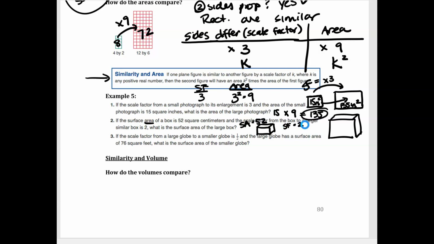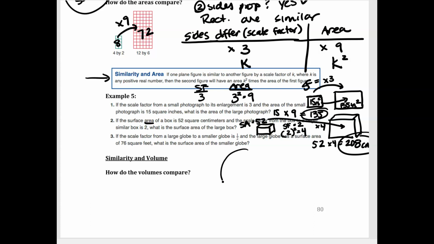So if the scale factor is 2, we're going to square that, which gives us 4, and that tells us that the areas are going to change by a factor of 4. So 52 times 4 is equal to 208 square centimeters, and that's going to be the surface area of the bigger box.